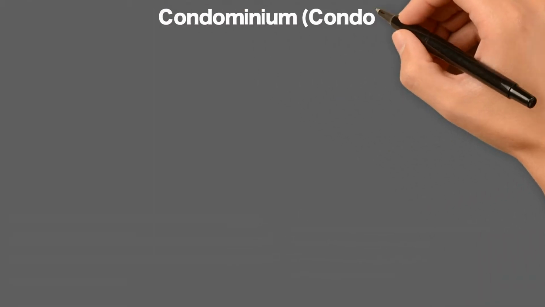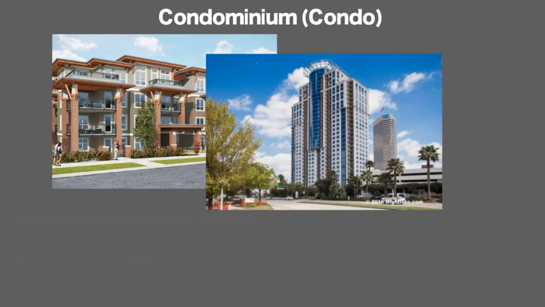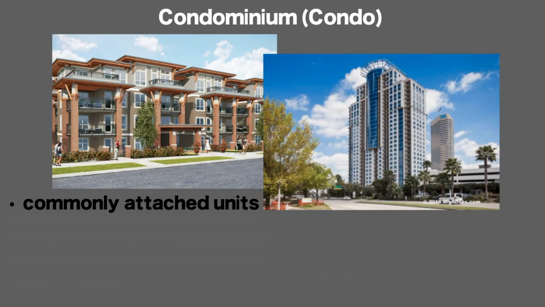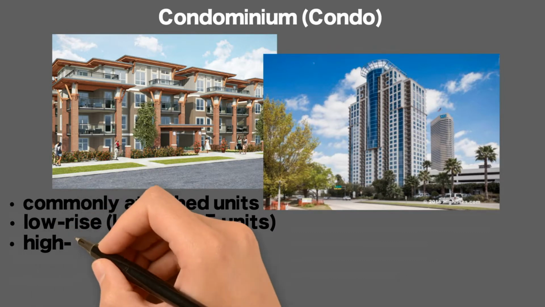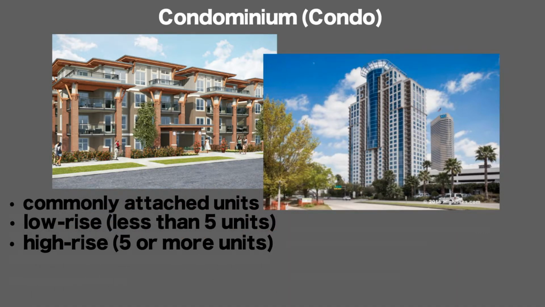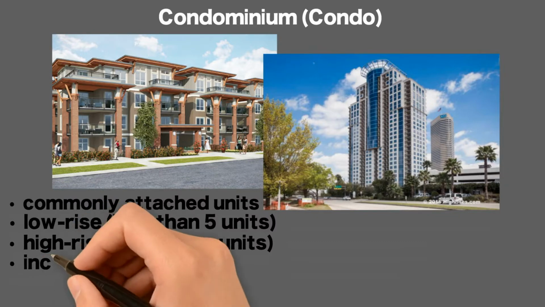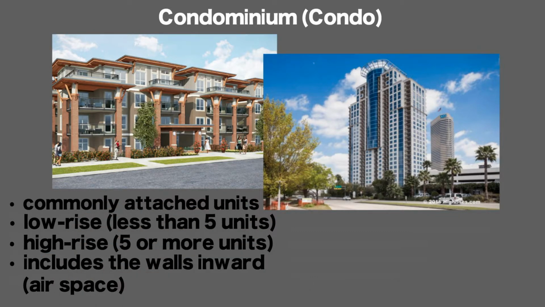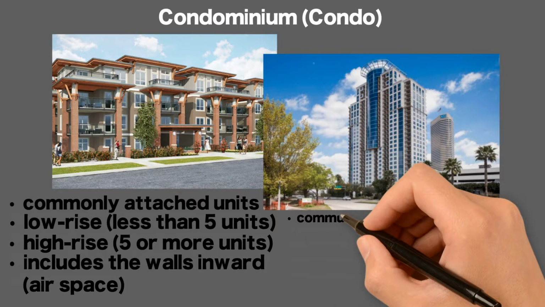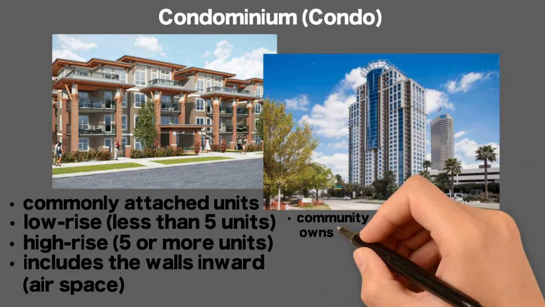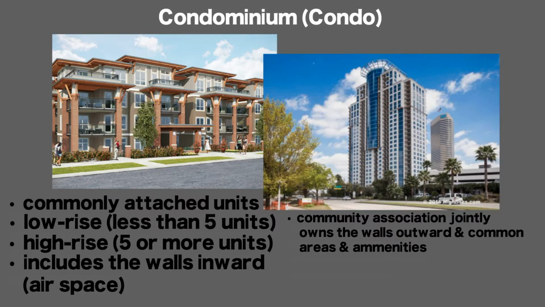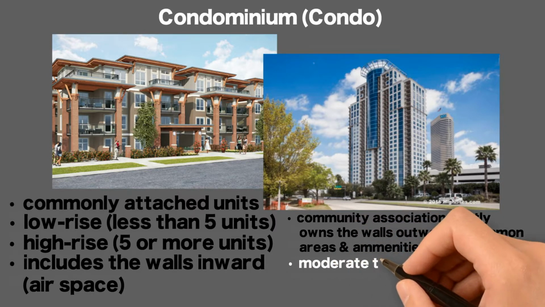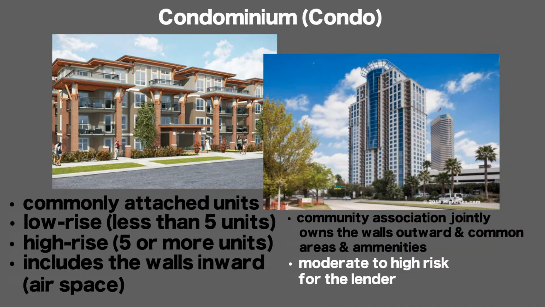Sixth, a condominium or condo is commonly attached units, but there are detached units in parts of the country. A low-rise project is less than 5 units, and a high-rise project is 5 or more units in height. Ownership includes walls inward or the airspace, and the community association jointly owns the walls outward, as well as all the common areas and amenities. Condos pose a moderate to high risk for the lender.